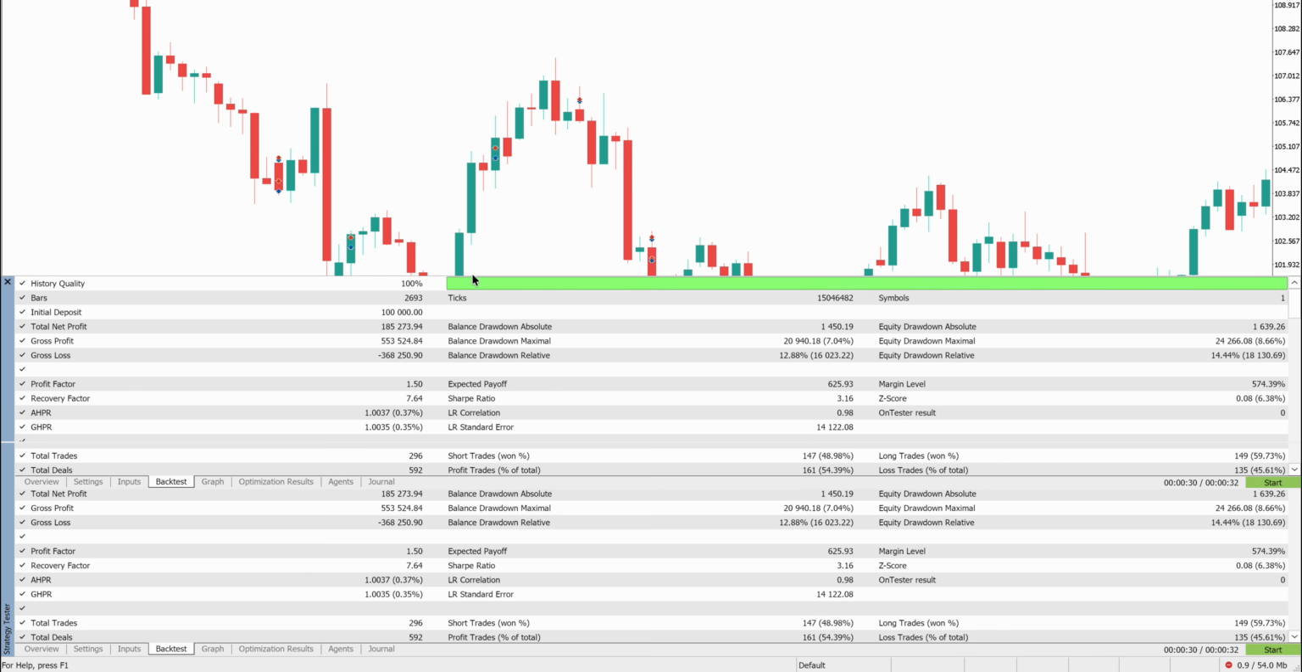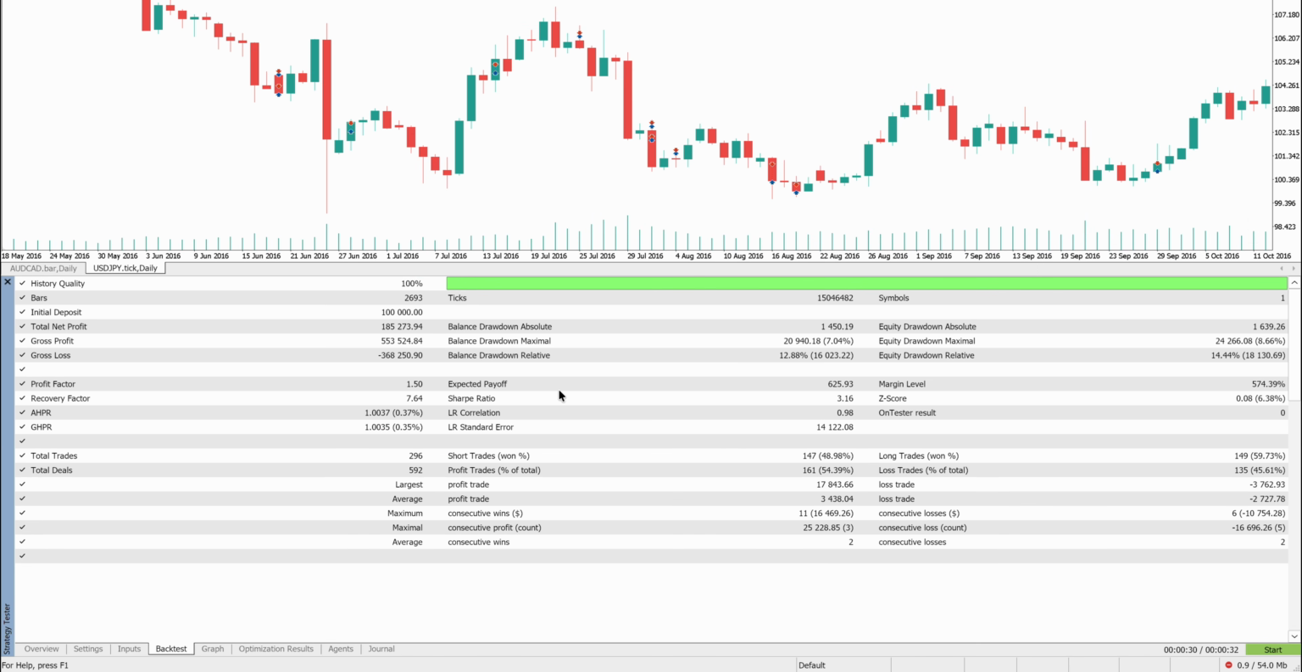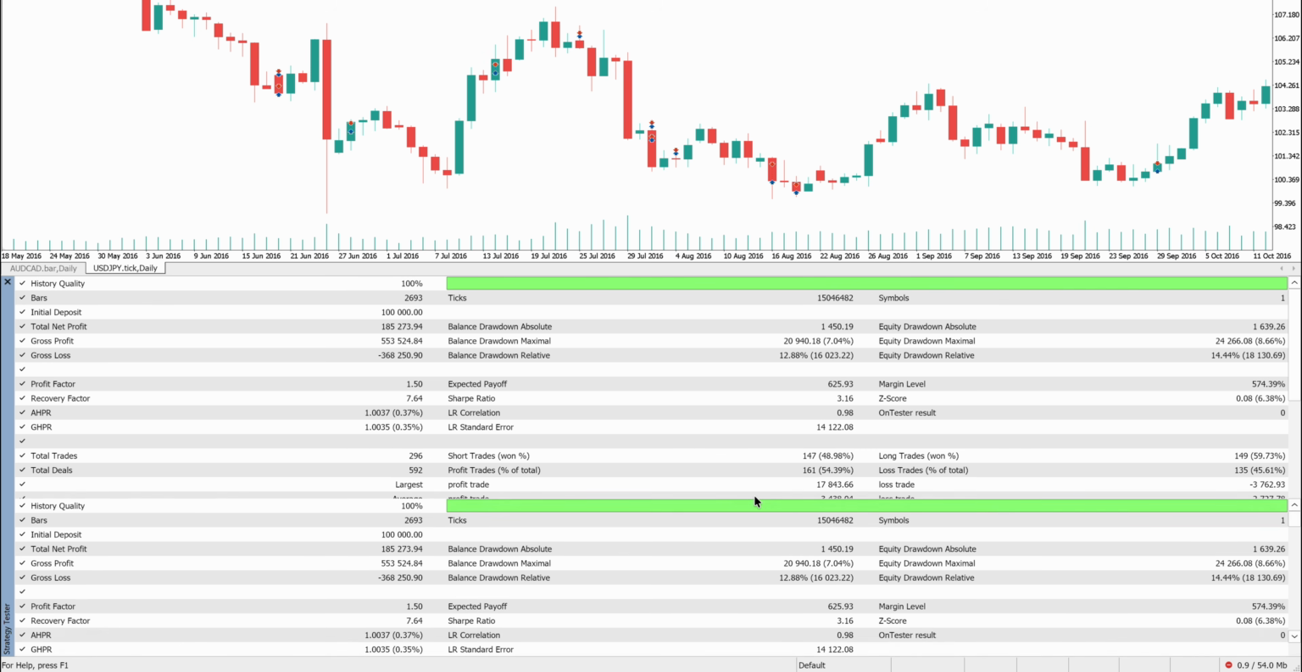If we go into the report, we can see we have 1.5 profit factor, and we have short trades and long trades. You see the strike rate on short trades is way lower than on long trades. Why is that? Because we have two different risk to rewards.